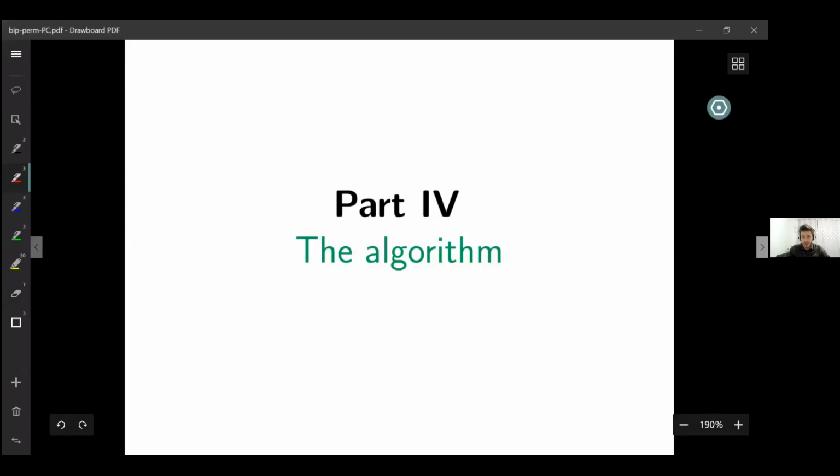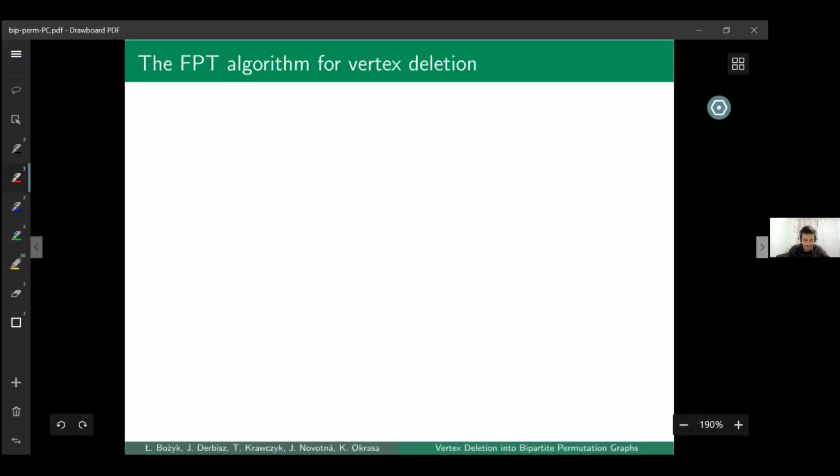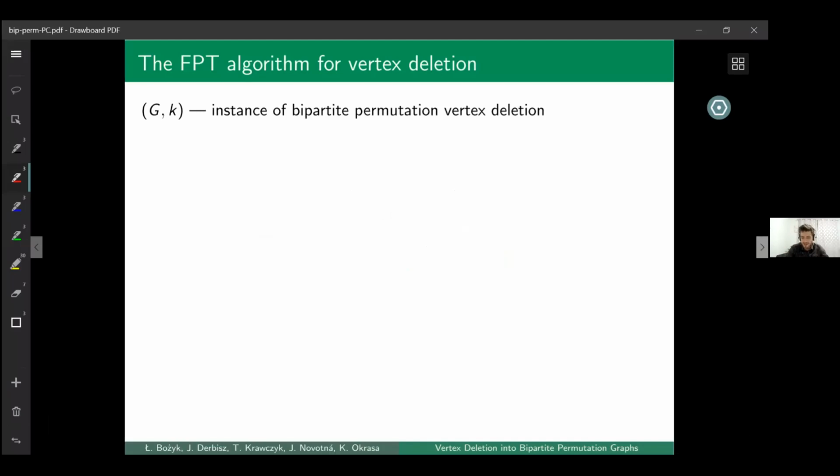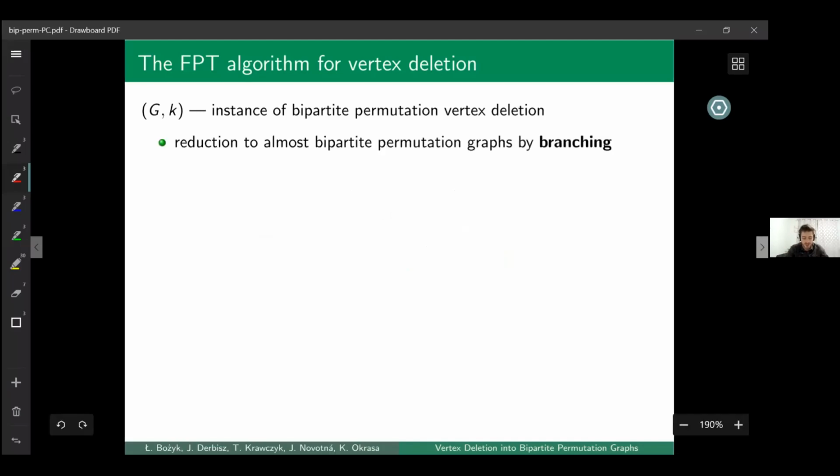Okay, so let me repeat the entire algorithm precisely, and argue why it's FPT. Once we are given an instance of bipartite permutation vertex deletion, we do this branching in order to reduce our graph to an almost bipartite permutation graph.